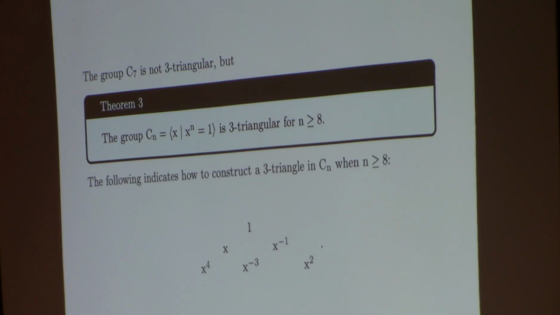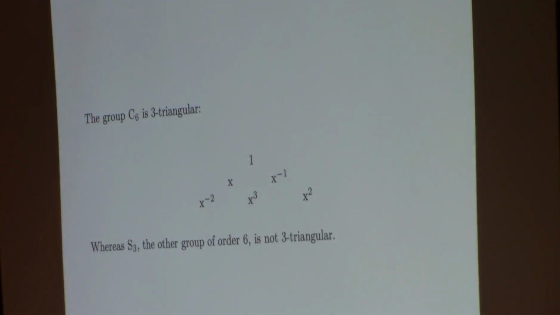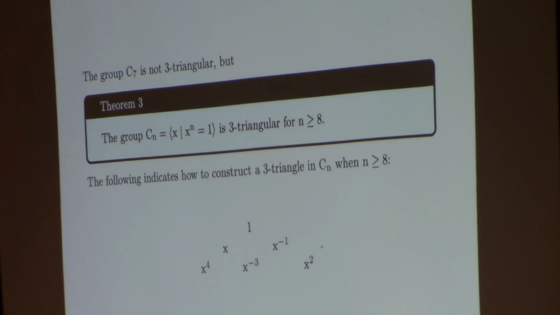Now, what's interesting is you can do it in C6, but it's actually also impossible in C7. Okay? Which you would think, the larger it gets, the more elements that you have, it should be a little bit easier, because now I don't have to use all of the elements. You got one out there. But it's actually impossible to do it in C7, but you can do it in C8 and above. And so here's a construction that you can utilize in any cyclic group of order n when n is 8 or larger. You can see this won't work in C7 because x to the fourth and x to the minus 3 would be the same in that instance.